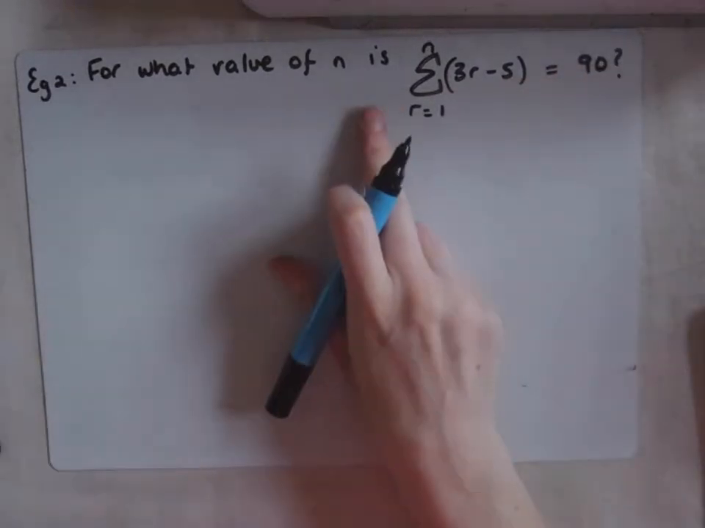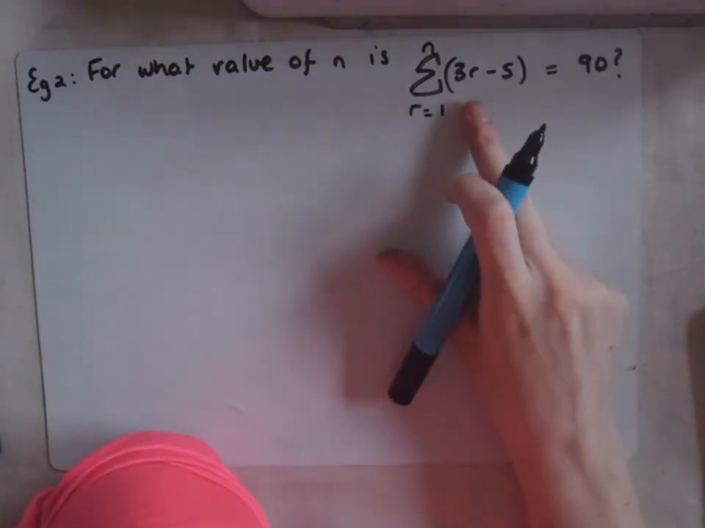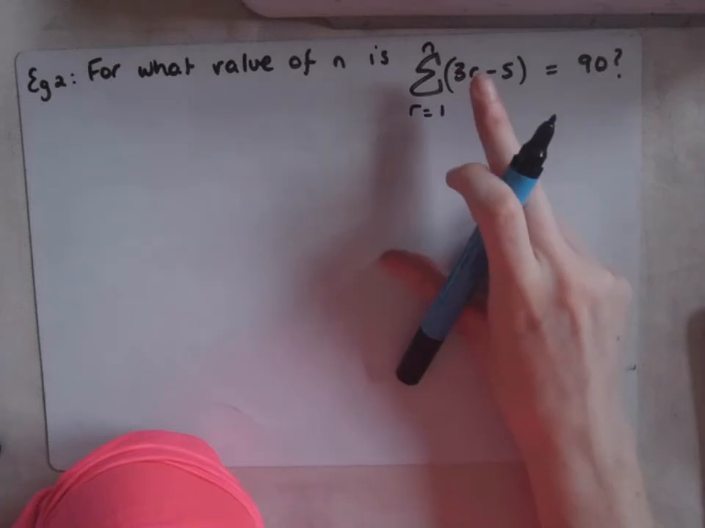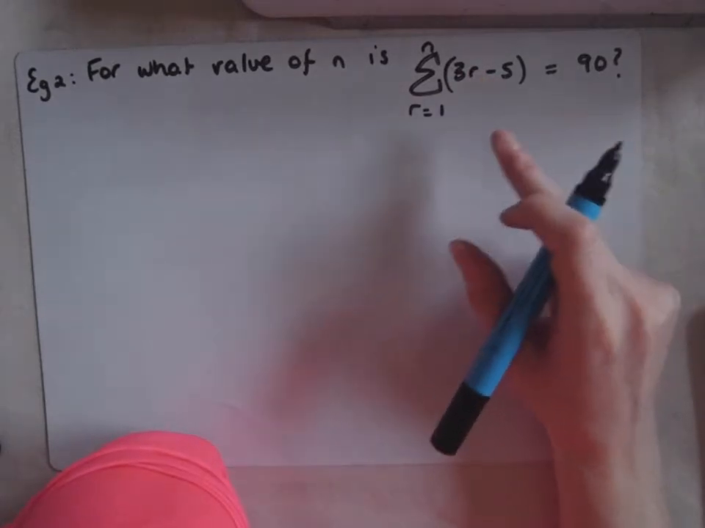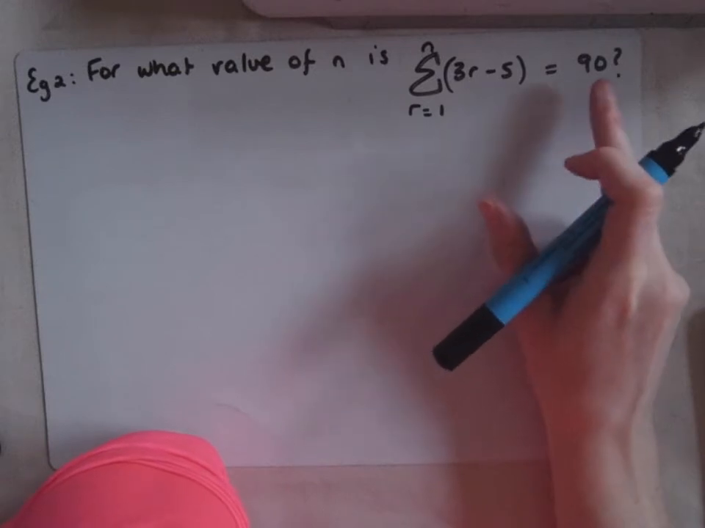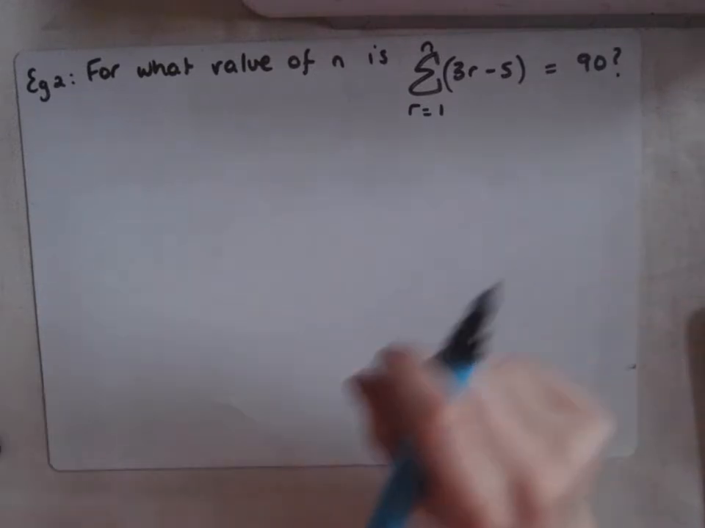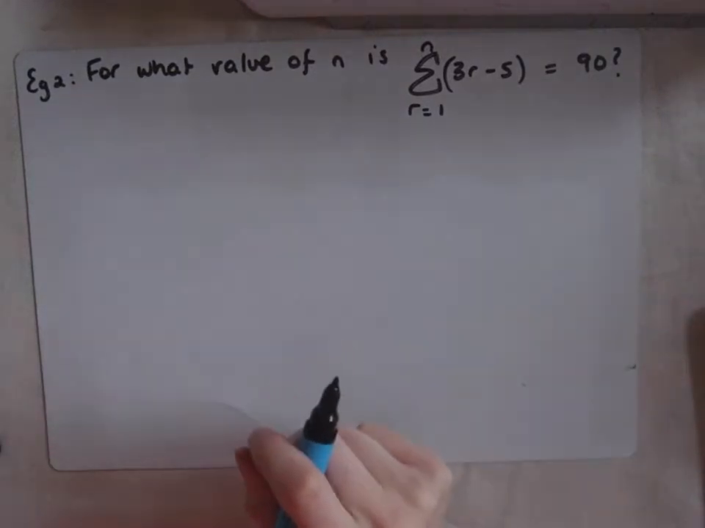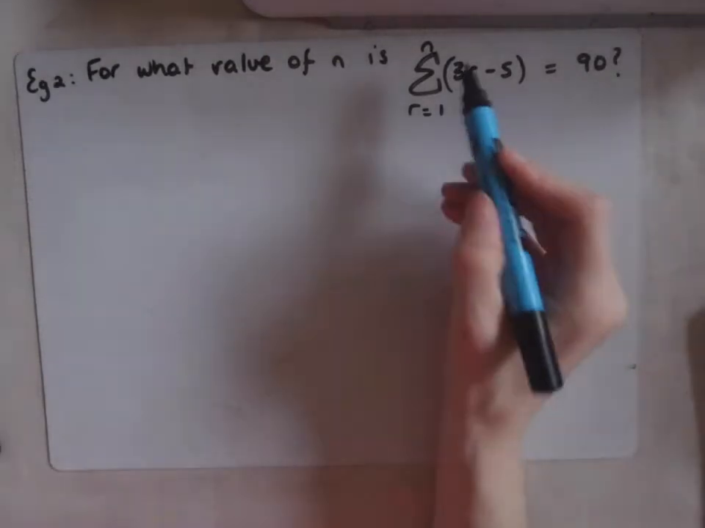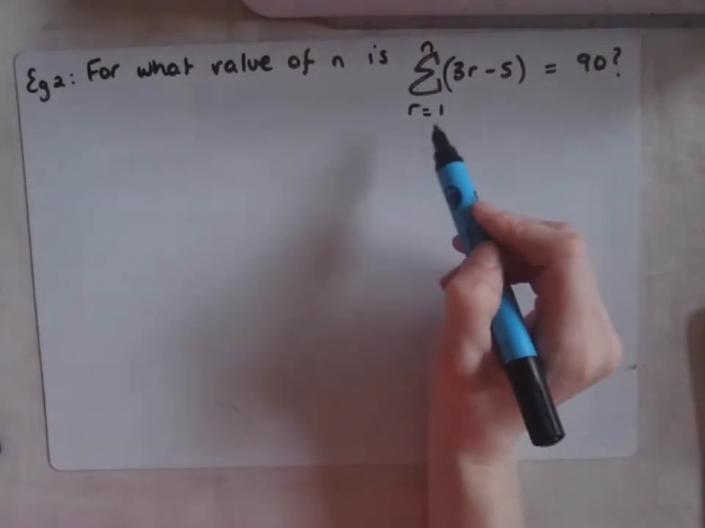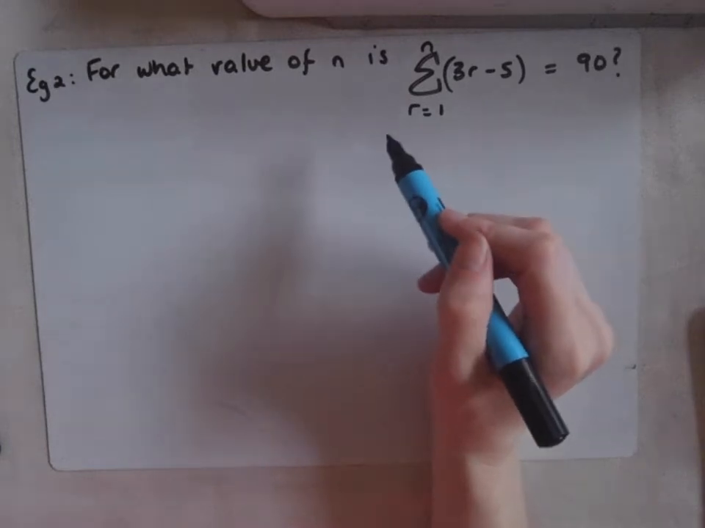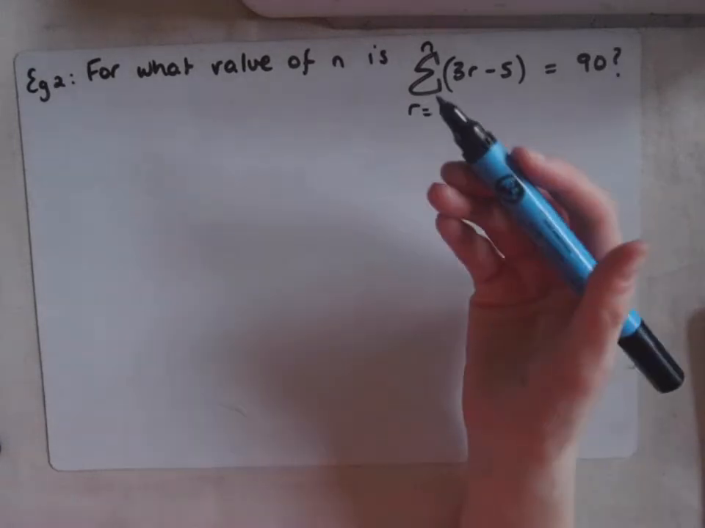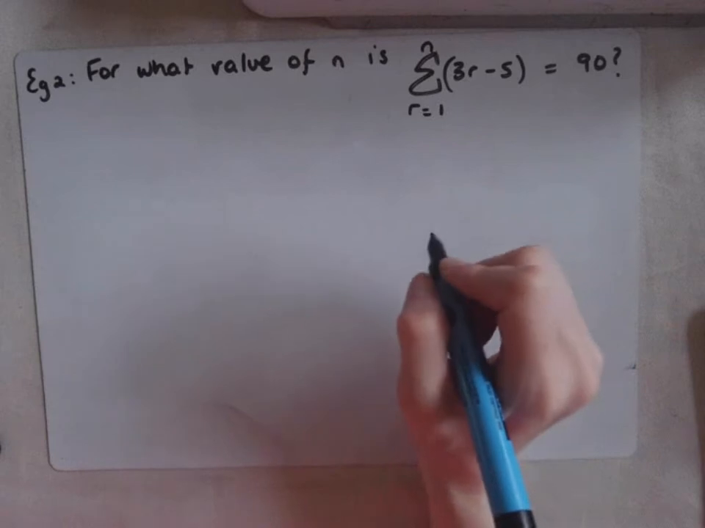So for what value of n is the sum of 3r minus 5, from r equals 1 to n, equal to 90? They're telling me for what value of n is the sum of this thing equal to 90? So remember, sigma means the sum of, so I'm going to need my Sn formula. But before I use my Sn formula, I need to actually figure out what my series is.